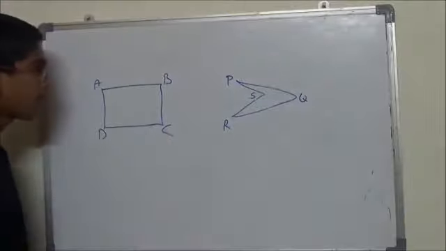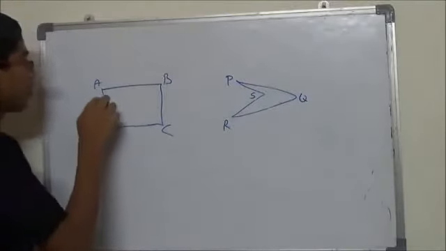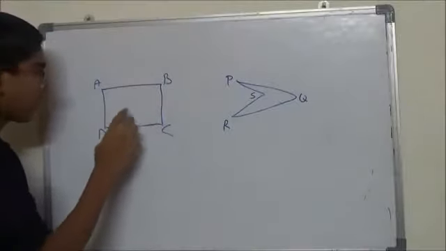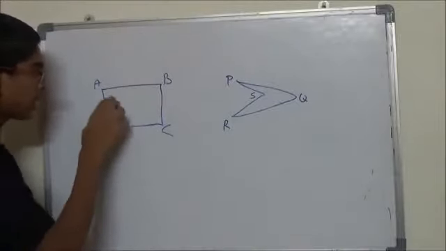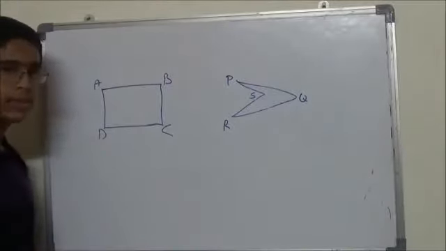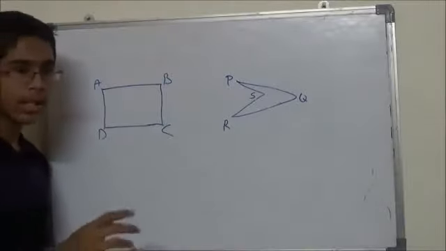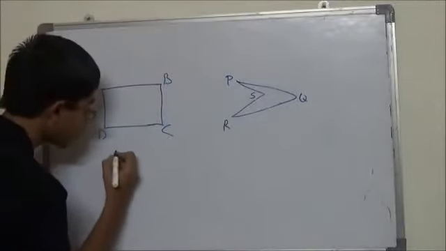So these are the two types of quadrilaterals. The basic difference between them is that all interior angles in this quadrilateral are less than 180 degrees. So all the quadrilaterals having all angles less than 180 degrees are convex quadrilaterals.